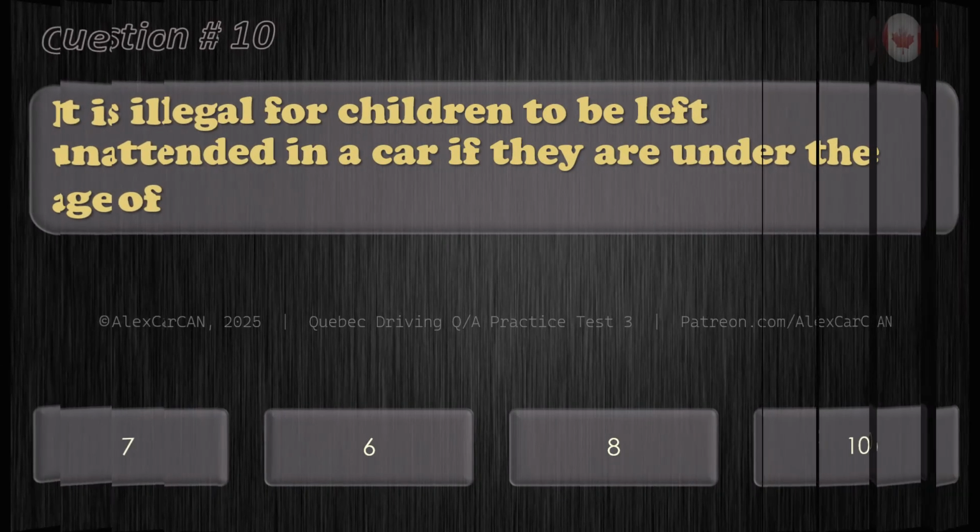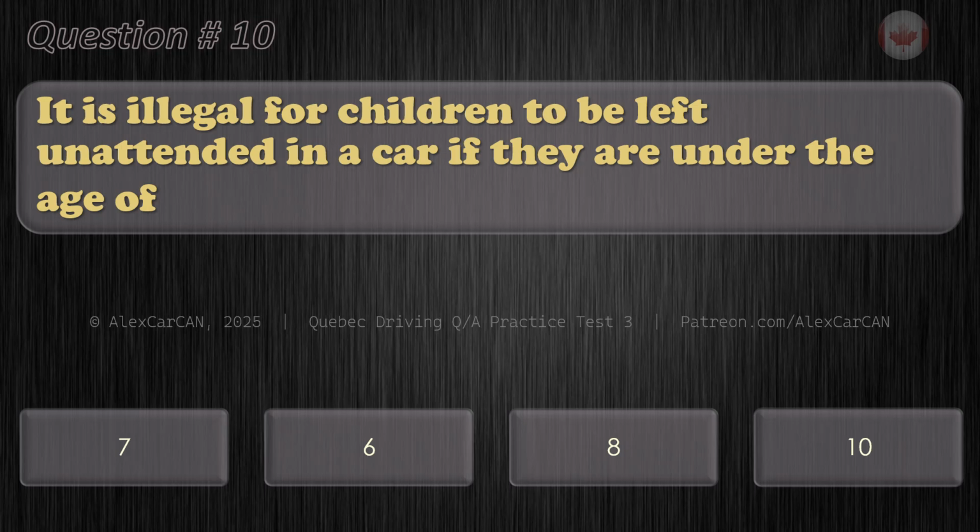Question number 10. It is illegal for children to be left unattended in a car if they are under the age of 7, 6, 8, 10. The correct answer is 7.